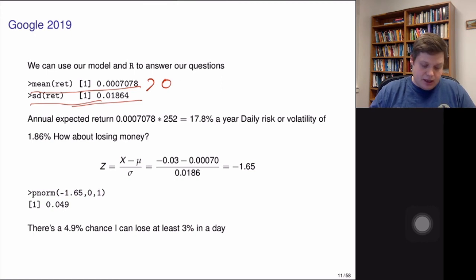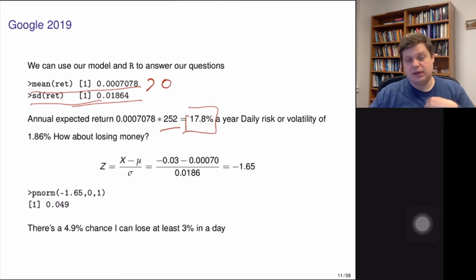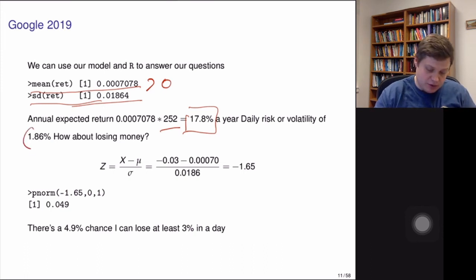Okay. And now, if we want to calculate the annual expected return of this portfolio, there are 252 trading days in a year. So I take the daily return, multiply by 252, and I get 17.8%. So this is not that bad. This is my expected yearly return on the Google stock. And the risk, or the volatility, is the same thing. We just take it, so the risk is 1.86% in a given day.